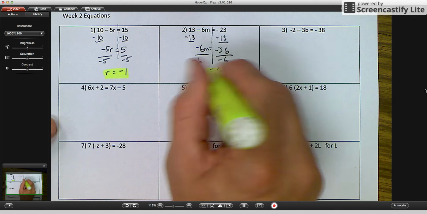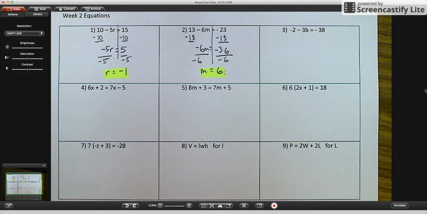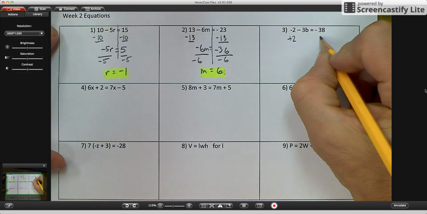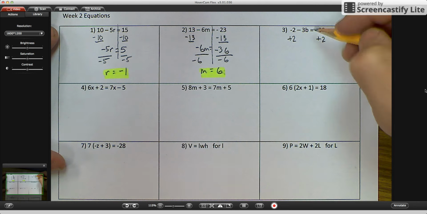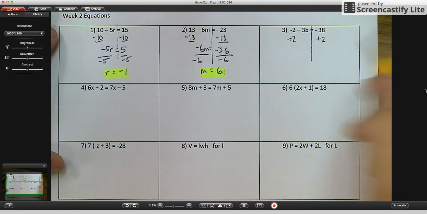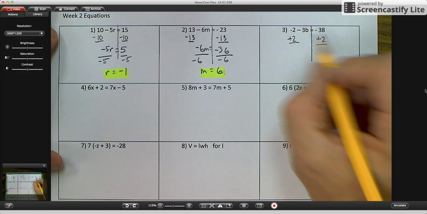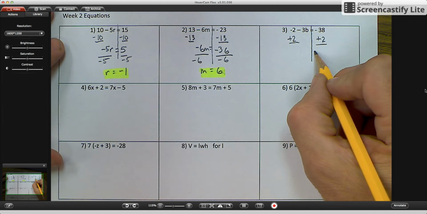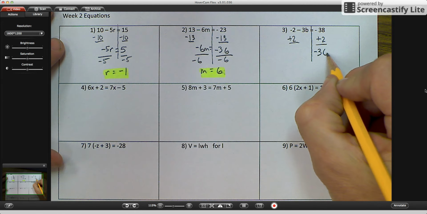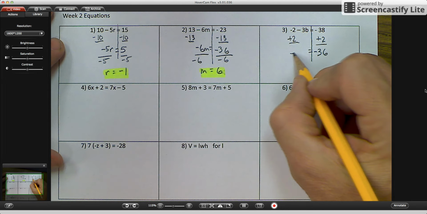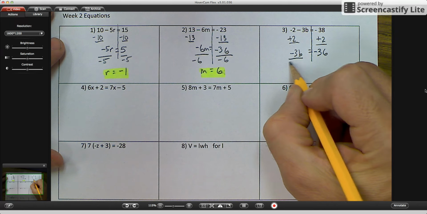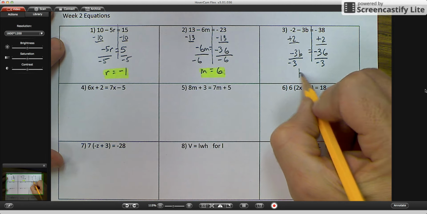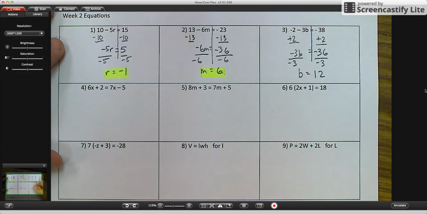My third equation, again, looks pretty similar. So I'm going to add 2 here. I'm going to add 2 to the negative 38 because they are like terms. We have to do the inverse operation. These cancel. You're left with negative 38 plus 2. They're different signs. So negative 38 plus 2 would be a negative 36 is equal to a negative 3b. Divide by a negative 3. And you get b is equal to positive 12.